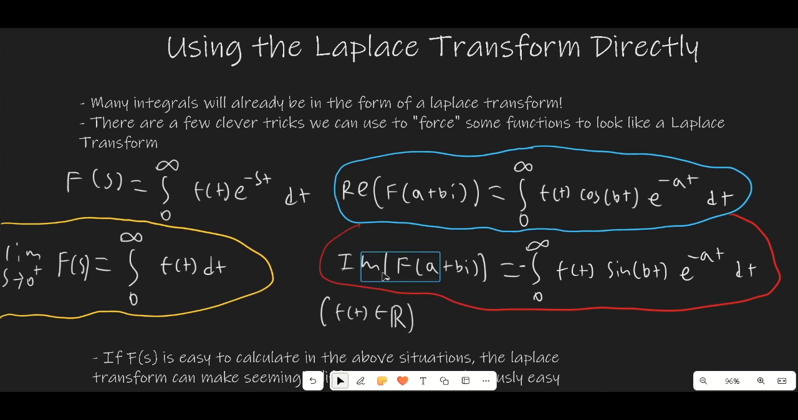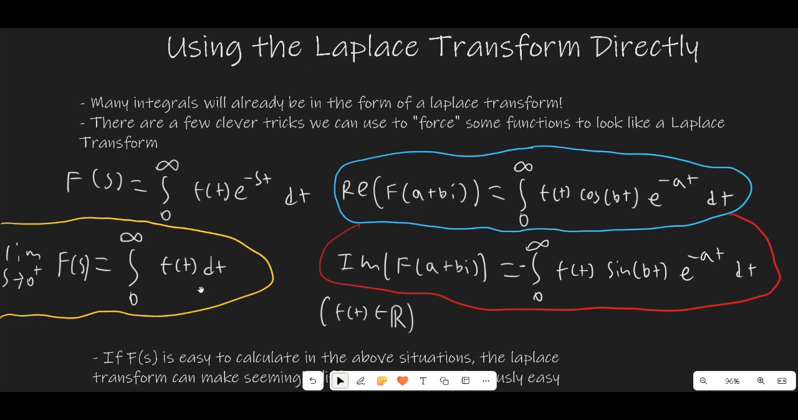And the same thing with the imaginary part, we just have that sign and this negative sign in front right here. So that's also very, very helpful in a variety of situations. If I wanted to integrate some function from 0 to infinity and multiply by sine, then I can just use the Laplace transform, which is nice. And in order to use these real and imaginary operators, f of t does have to be a real function.